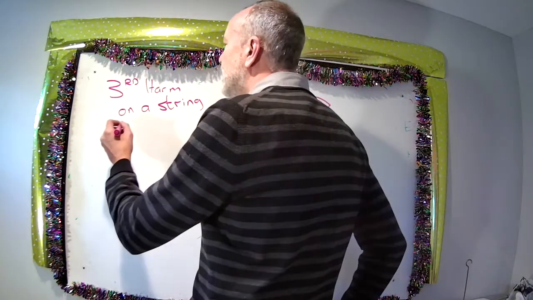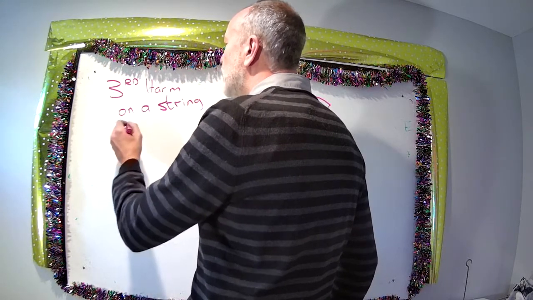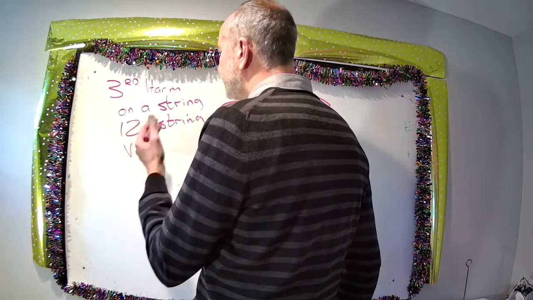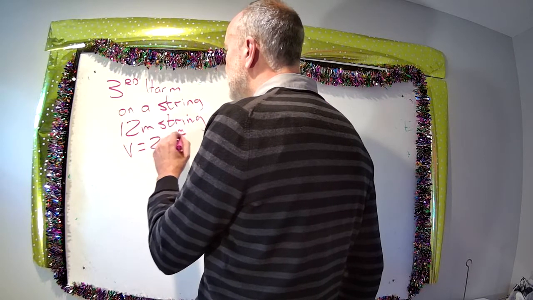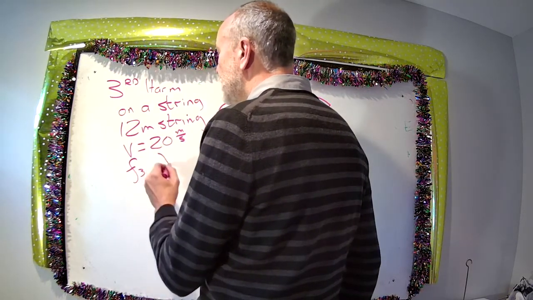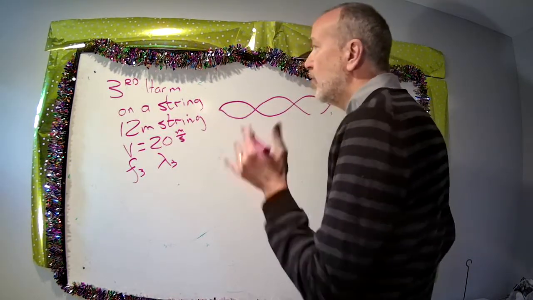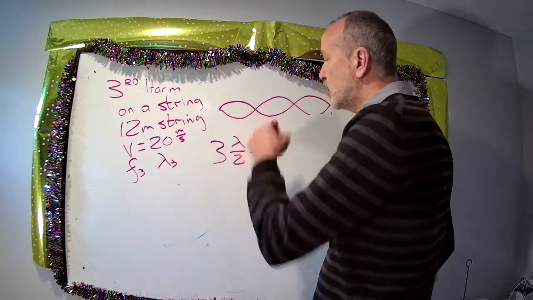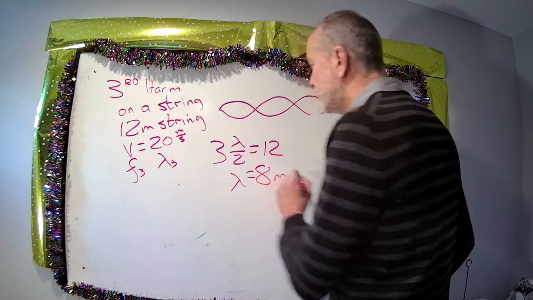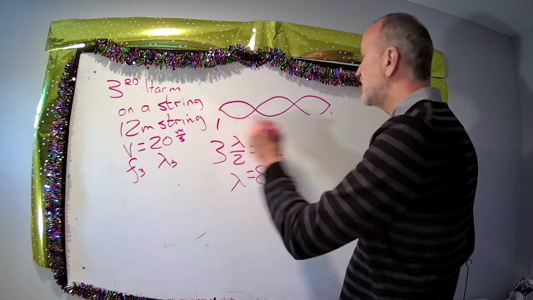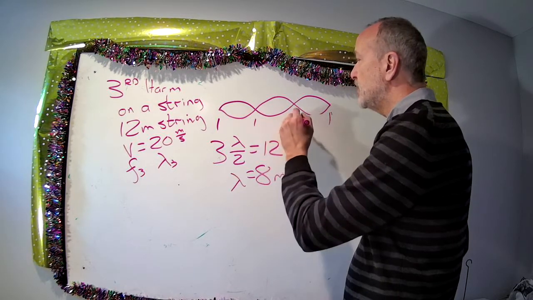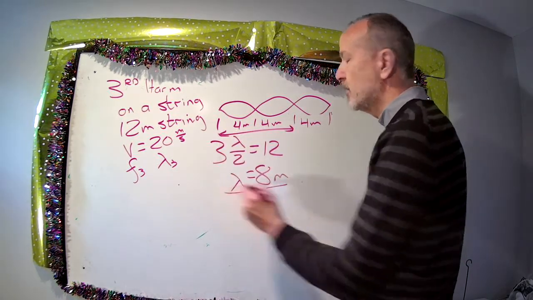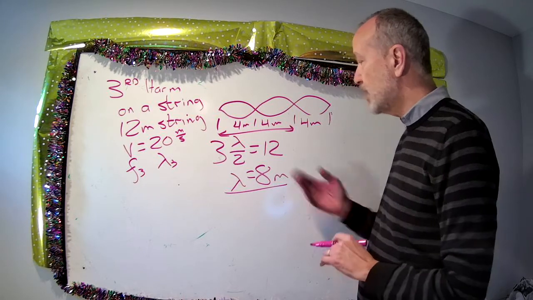Third harmonic on, I'll just go 12 meter string, and V equals, let's go 20 again, 20 meters per second, and find F and lambda. Well, once again, 3 half wavelengths equals 12. So 24 divided by 3, lambda is 8 meters. Conceptually, if we look at this as 12 meters, each one of those loops is going to be 4 meters, 4 meters, 4 meters. So one full wavelength would be 8 meters. So now we got wavelength.